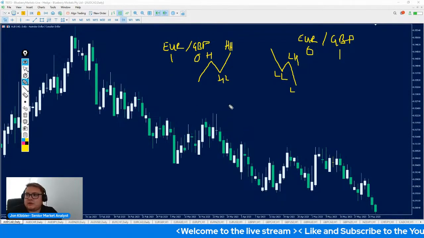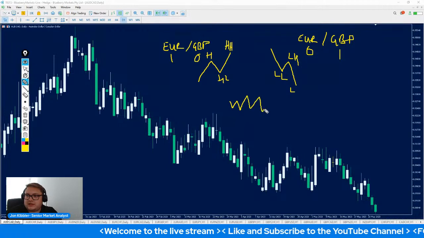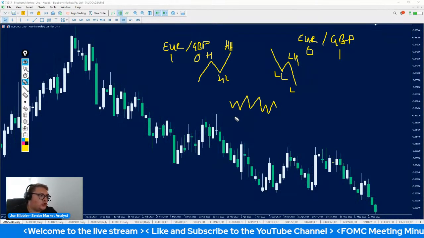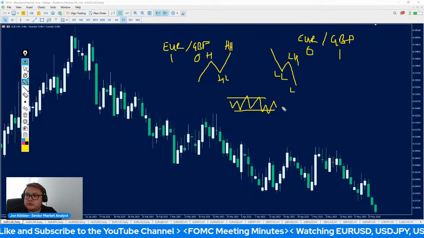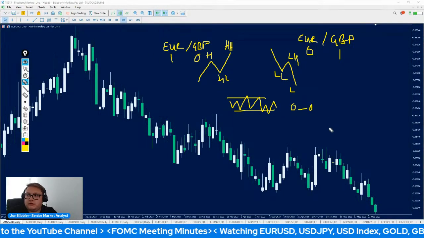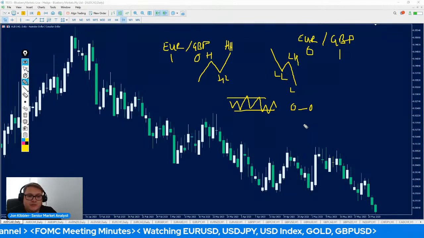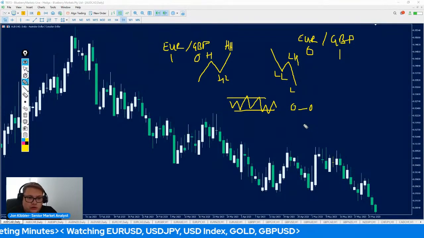If we can't distinguish what price is doing, so let's say it's like this, and we're just unsure, okay, and it's very okay to be unsure. You don't have to give it a positive score. We're going to give it a 0-0. Okay, because we can't determine if that currency is strong or if that currency is weak. Okay, does that make sense?